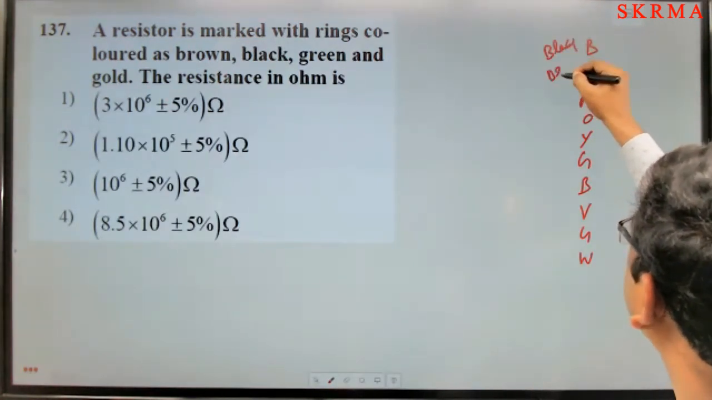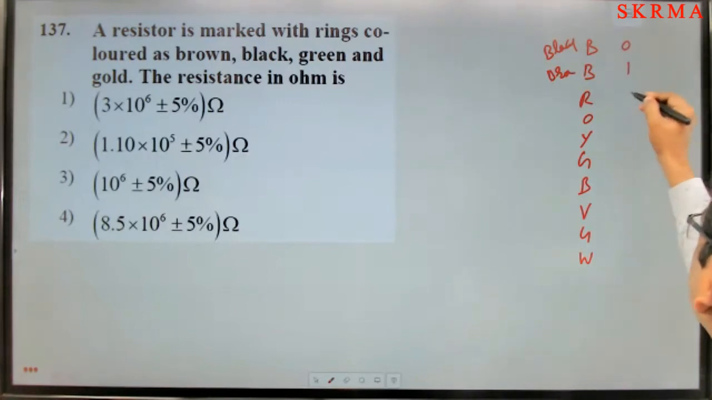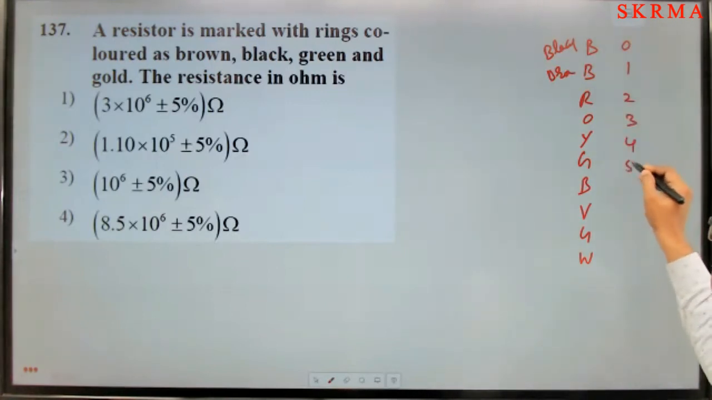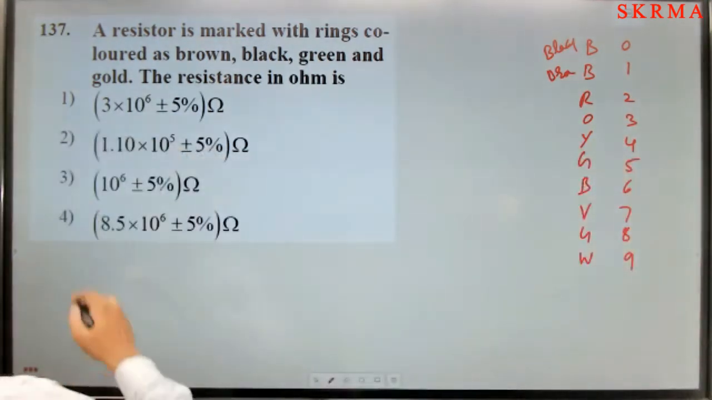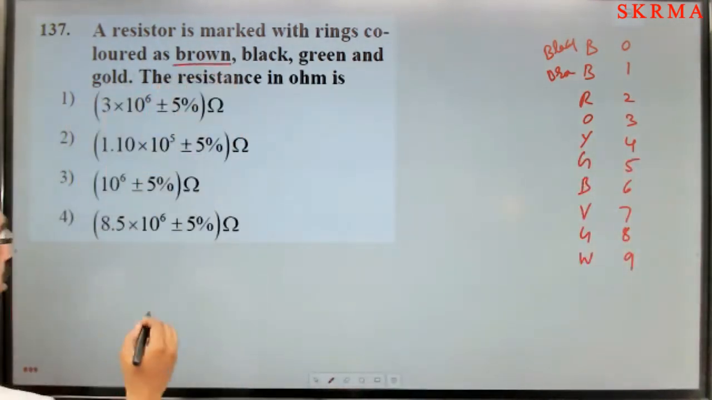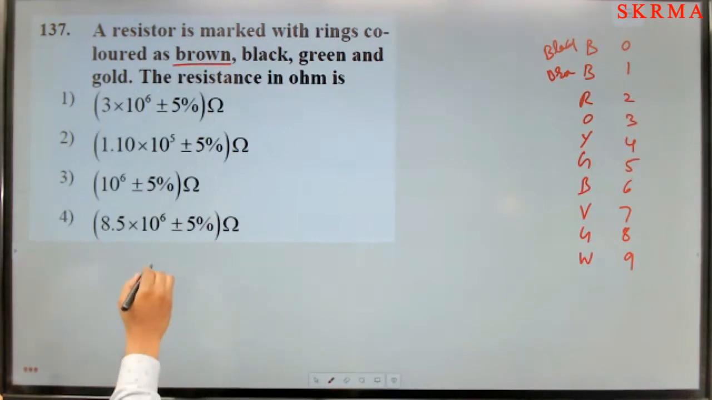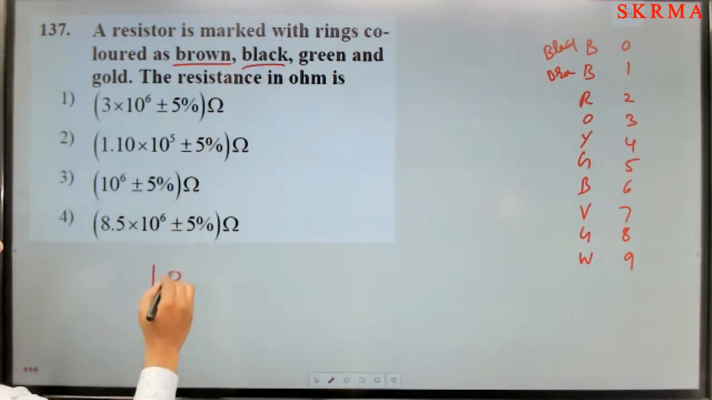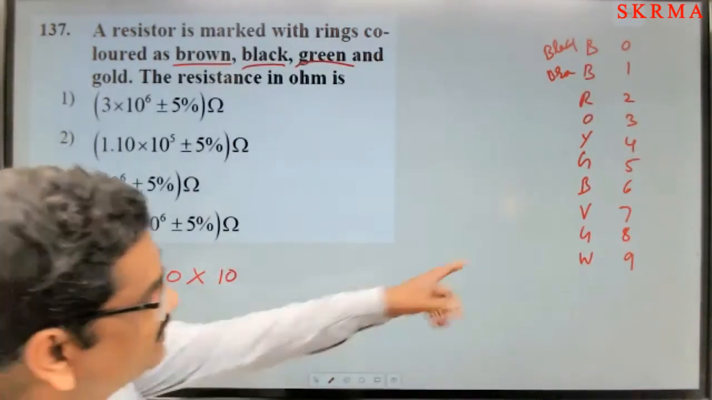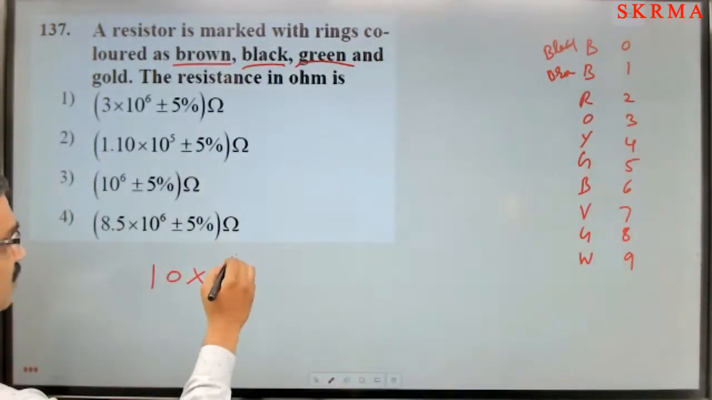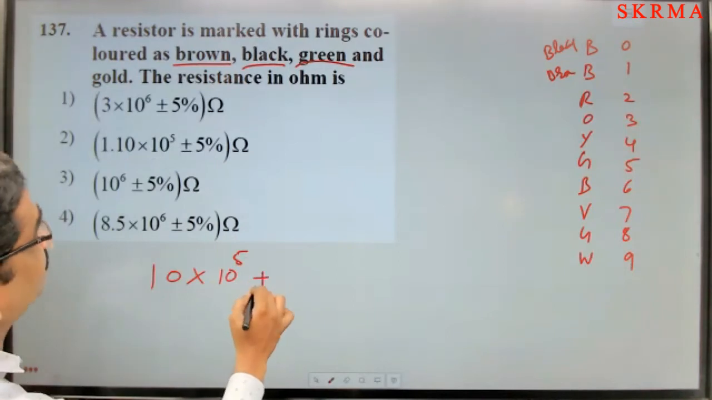This is brown. 0, 1, 2, 3, 4, 5, 6, 7, 8, 9. Now the first one is brown. Brown means what is the number? 1. Next black, 0, into green. So 10 power green value is 5. So 10 power 5 plus or minus.